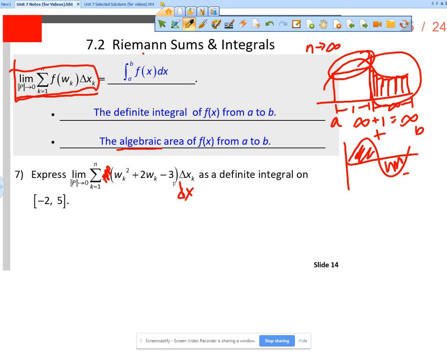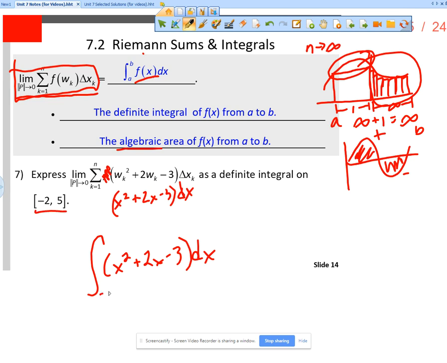And then this represents the height. Now you'll notice f of w sub k was in our formula, and that translates to f of x. So really, this is just x squared plus 2x minus 3, right? So we're going to integrate that function, x squared plus 2x minus 3, with respect to x, from negative 2 to 5. That's it. All we're doing is expressing this as a definite integral.